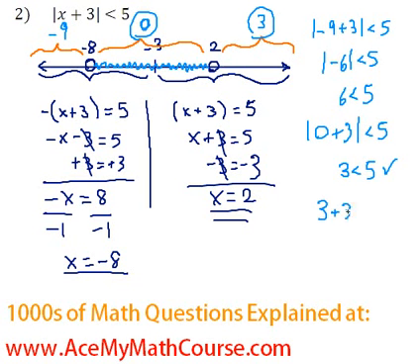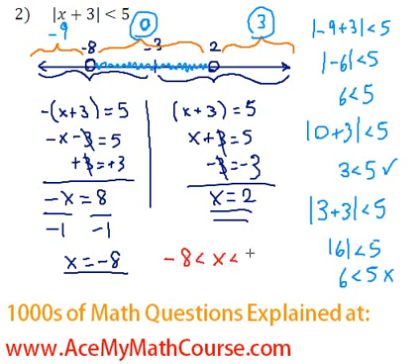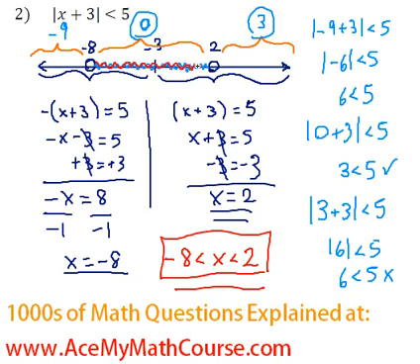So 3 plus 3, is that smaller than 5? 6 is not smaller than 5, so that does not work. So the only solution that we have is this area over here, between -8 and 2. So here is our solution. x is in between -8 and 2. That's it.